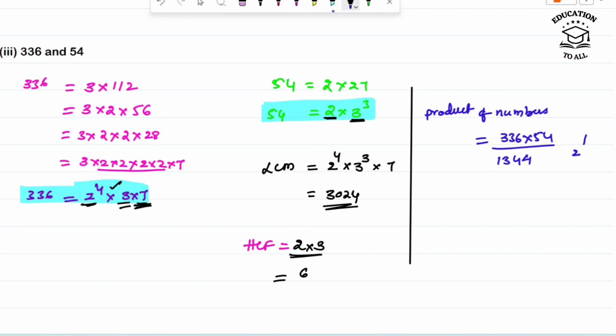Now 5 sixes are 30. 3 outside. 3 fives are 15, 15 plus 3 is 18. 1 outside, and 3 fives are 15, 15 plus 1 is 16.